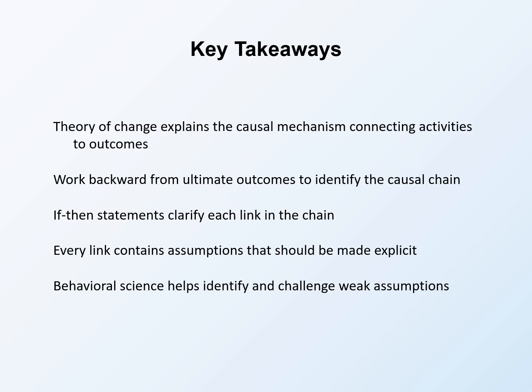Let's summarize our key takeaways. Theory of change explains the causal mechanism connecting your activities to your outcomes. It answers why this should work, not just what you'll do. Work backward from ultimate outcomes to build the causal chain. What must change for the outcome to occur, and what produces that change? Express links as if-then statements. If we do this, then that will happen. Each then becomes the if of the next step.